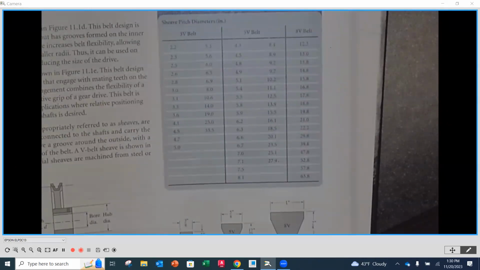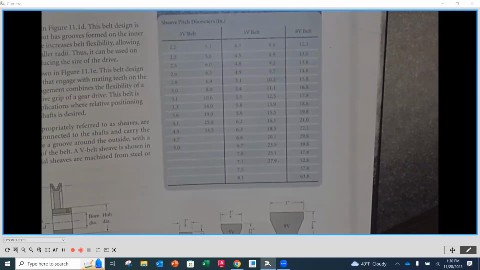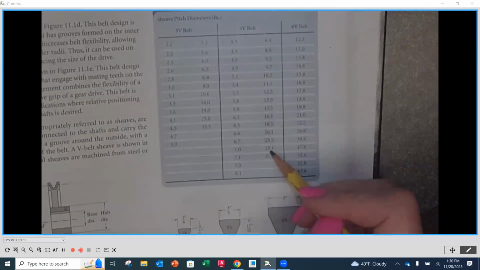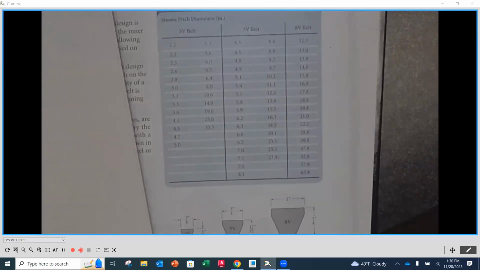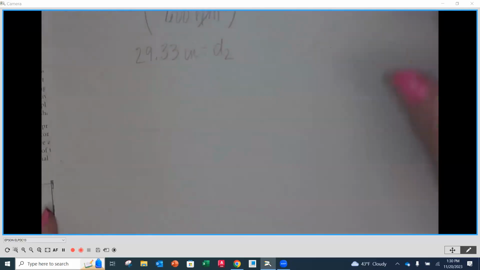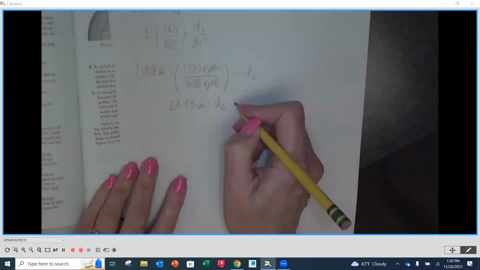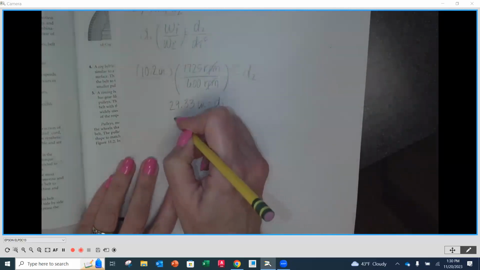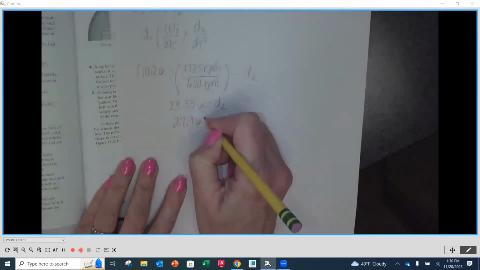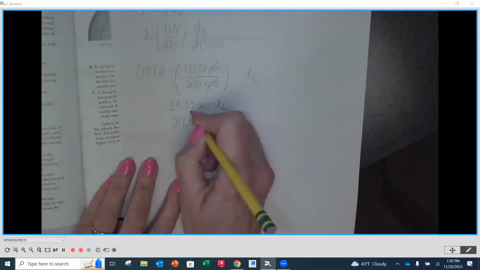As a designer, I also don't like to be on the edge. I never like to be on the edge. I always like to be kind of in the middle of my chart. Now, they go ahead in the book and they continue to design. Okay, they say, oh, we're going to go with 27.9. Okay, and so instead of using 29.33, they use 27.9. And what ends up happening is 27.9 inches is going to be our D2. So this is what they end up going with.